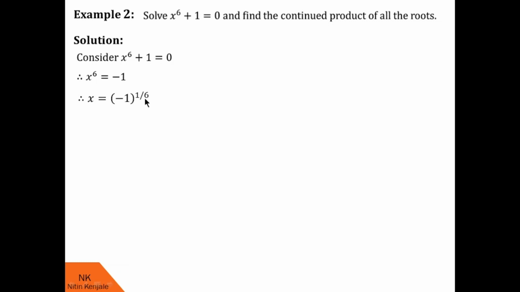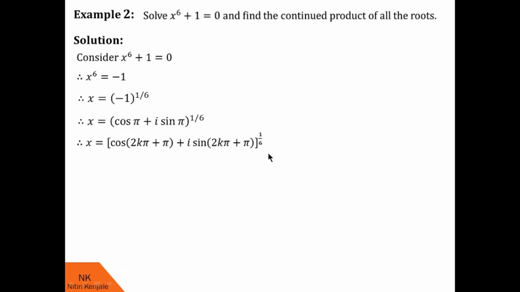Now we have to find the 6th root of minus 1. We consider here the given complex number is minus 1. Now according to the first step, we will write its polar form. Polar form of minus 1 is cos pi plus i sin pi. So (minus 1) raised to 1 by 6 is (cos pi plus i sin pi) whole raised to 1 by 6. Now according to step 2, we will use the relations cos of (2k pi plus x) is equal to cos x and sin of (2k pi plus x) is equal to sin x, and we write this as x is equal to (cos of (2k pi plus pi) plus i sin of (2k pi plus pi)) whole raised to 1 by 6.